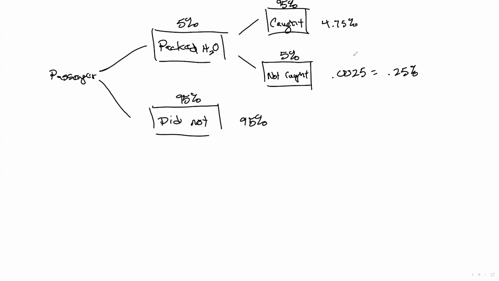One thing I didn't mention about the tree is that if you go through and add up the ends of the tree, you always get 100%. So they represent all the possibilities. 4.75 plus 0.25 plus 95 gets you 100. The same thing is true for the cyclists.